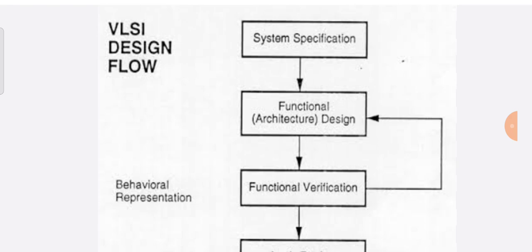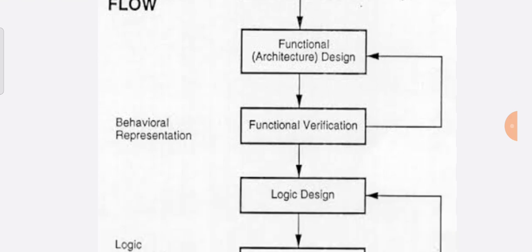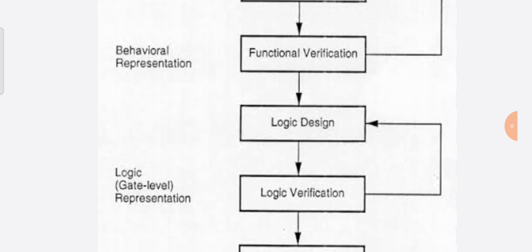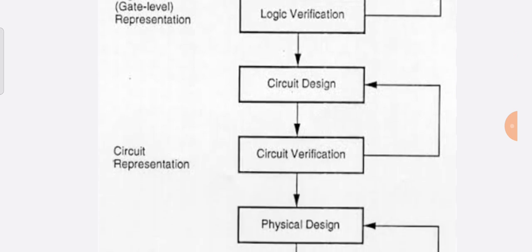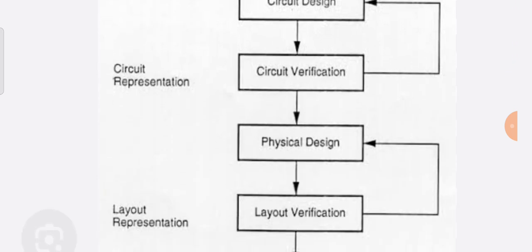If you have any doubts in this VLSI design flow, you may ask. Once again I'm telling it very quickly. After taking the specification from the user, we have to design a function, that means an architecture. We have to verify that architecture. After that we have to design a logic, and we have to verify that logic. After that we have to design the circuit. We have to verify that circuit. After that we have to design a physical layout.